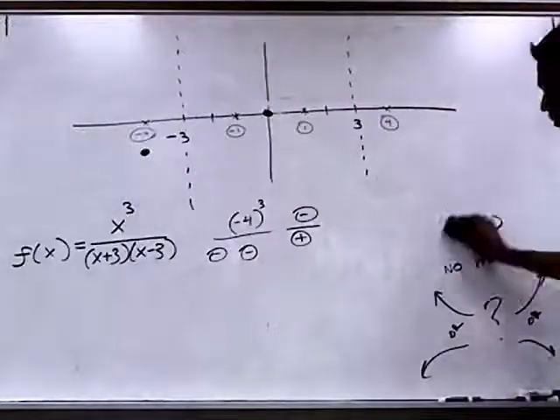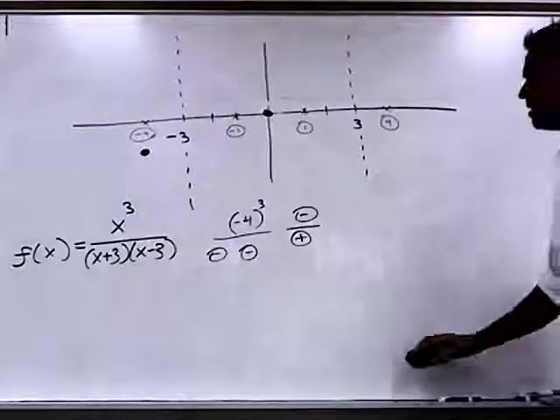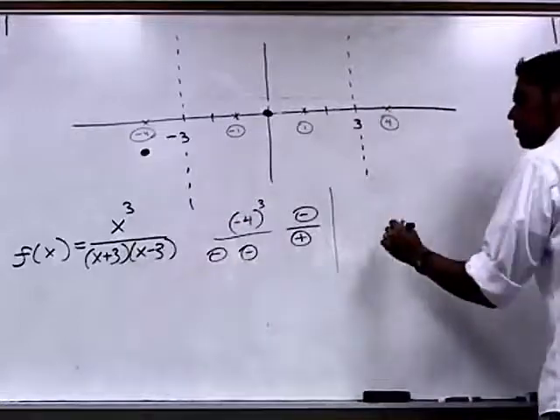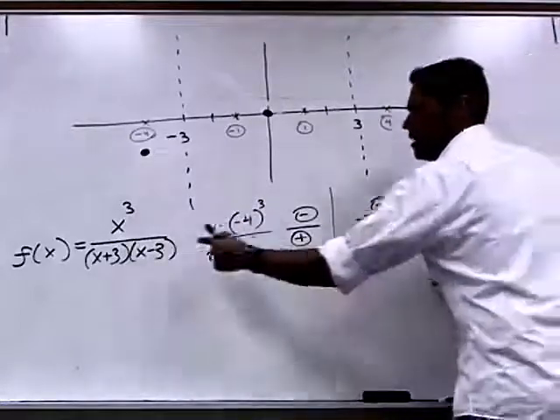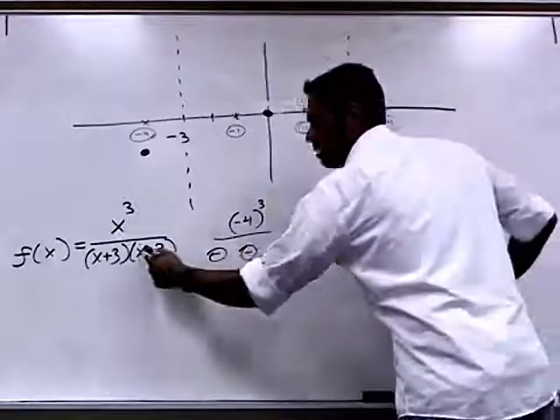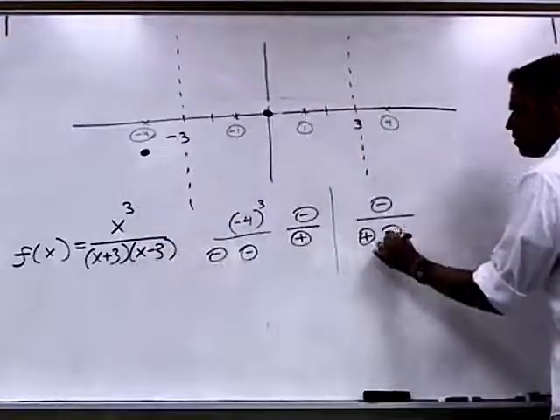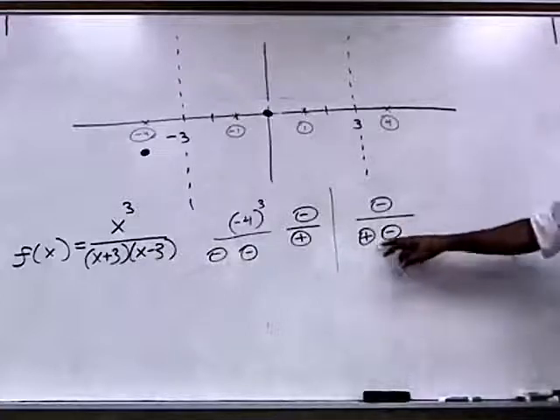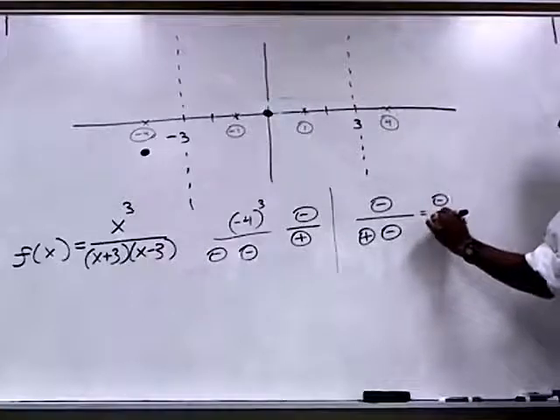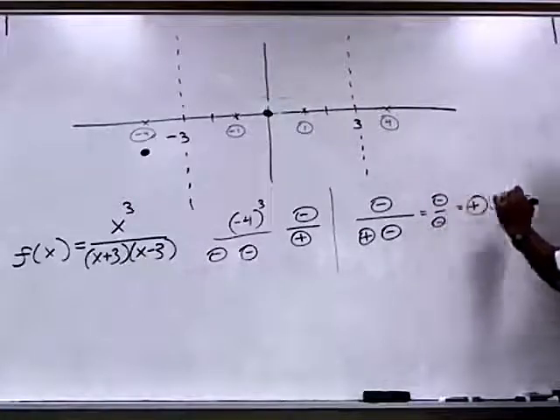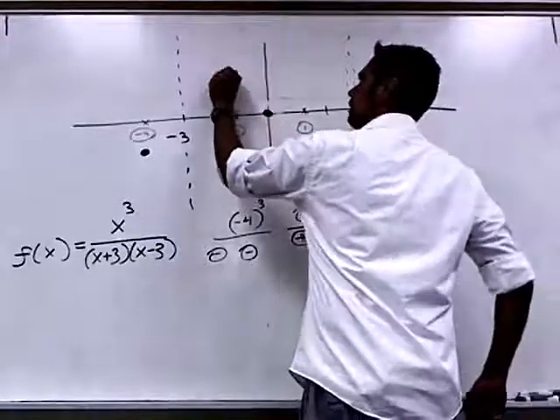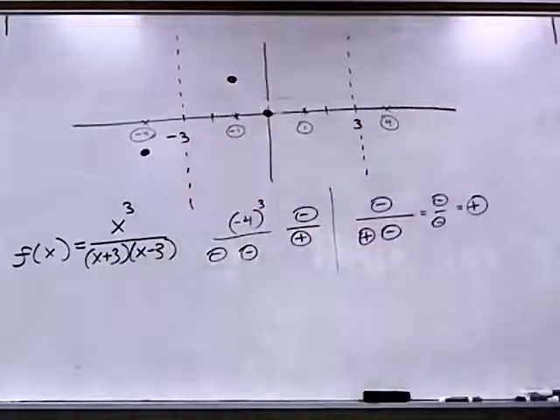Let me do all the test points. If I test -1 now, what's -1 cubed? Negative number. What's -1 plus 3? Positive. What's -1 minus 3? -4, so that's negative. The bottom is a negative number. Top is negative. What's negative divided by negative? It's going to be positive. So at -1, you're positive up here. It's okay?